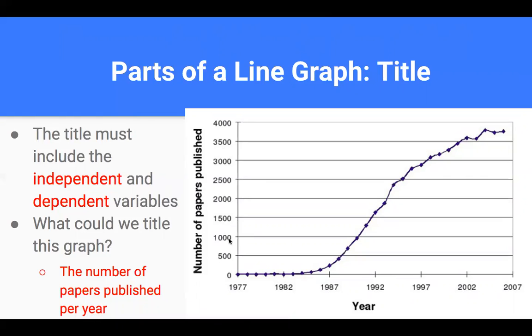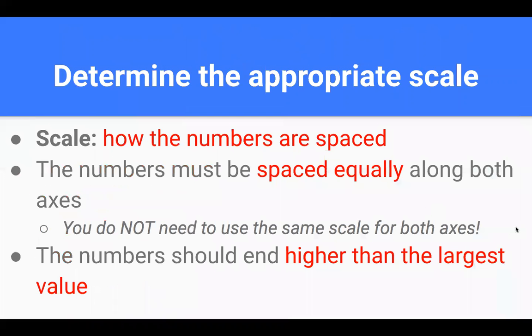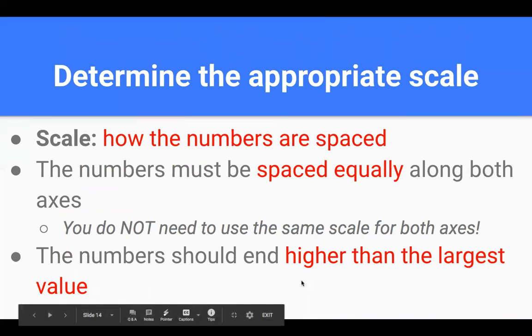500 to 1,000 is 500. 1,000 to 1,500 is 500. 1,500 to 2,000 is 500. So whatever you're counting by, you've got to be consistent throughout the axis. I'm going to give you a second to finish copying this one down, and then we'll move on to our next slide.